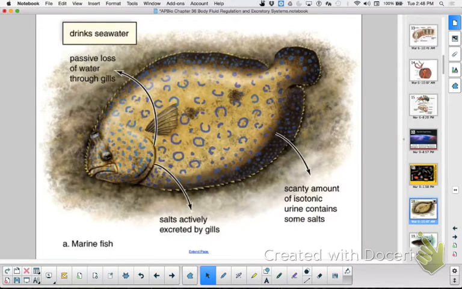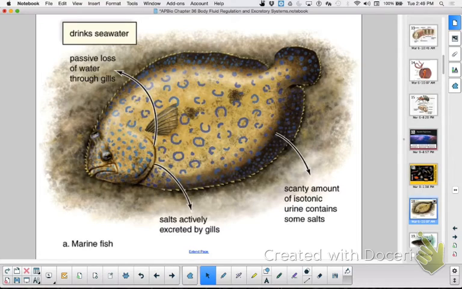Okay, then you have to look at freshwater and saltwater fish. So marine fish, they're thirsty, so they drink water. But what comes in with that water? Salt comes in with that water. So they have to work at excreting the salts, but the only place they can do that is where their circulatory system comes in contact with the outside environment, and that's always going to happen at the gills.